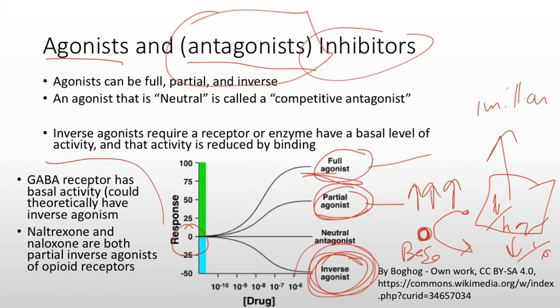Examples would be the GABA receptor. GABA has a basal level of activity without any activation from its agonist at all. Naltrexone and naloxone act as partial inverse agonists on opioid receptors. So there's your pharmacology for that.